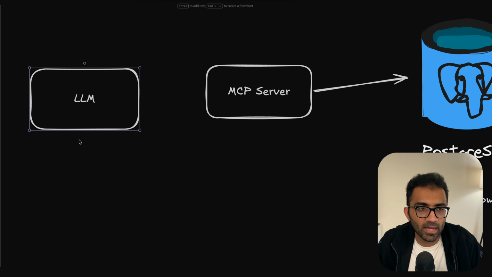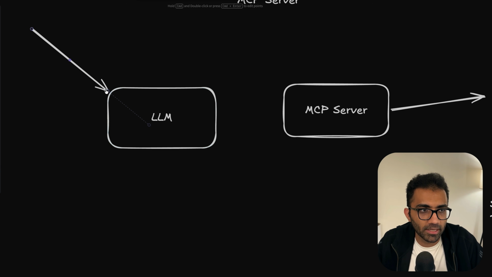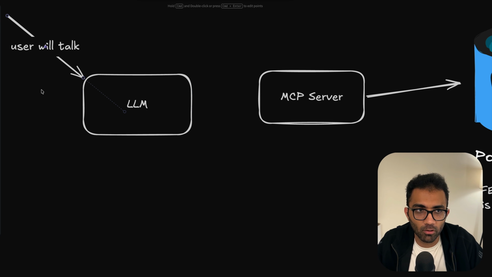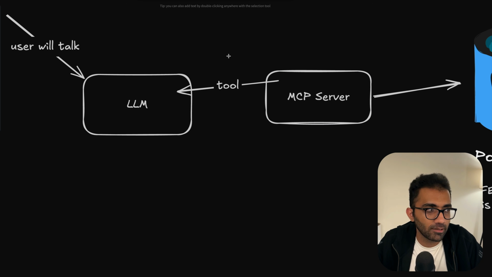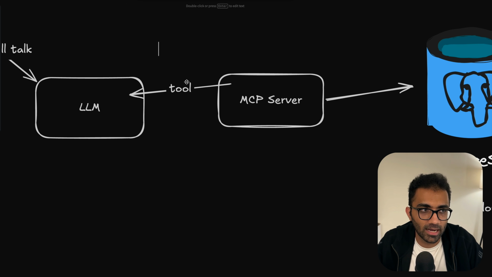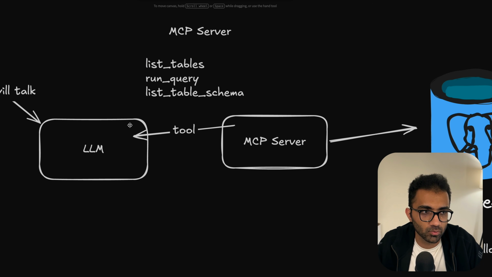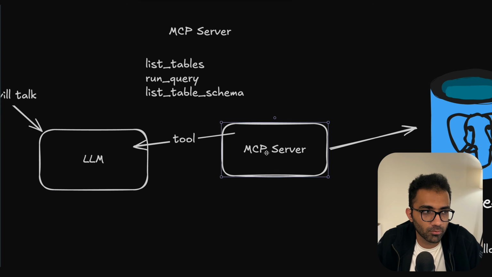In this case, based on the user query, the user, your actual human, will talk with the LLM. The LLM will figure out the intent of what's going on, and it's going to see all the available tools that the MCP registers with it. The MCP will expose a certain number of tools. Continuing with the Postgres example, let's say it exposes tools like list tables, run query, or list table schema, or whatever. Let's say we have a bunch of these tools, which we figured out are a good amount of tools to expose.